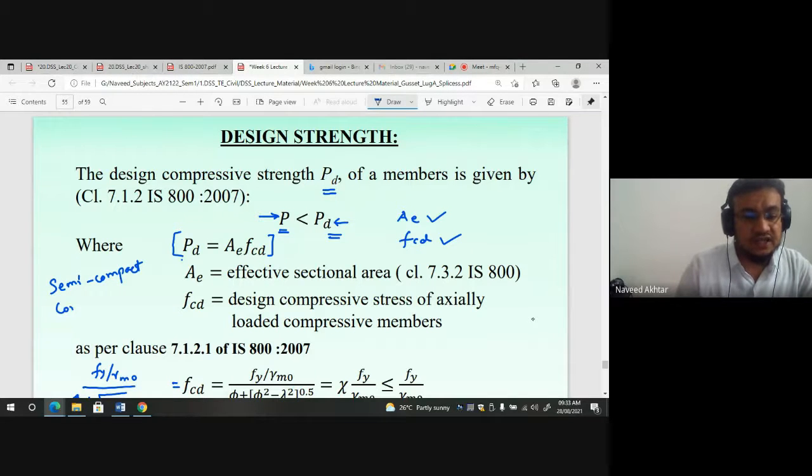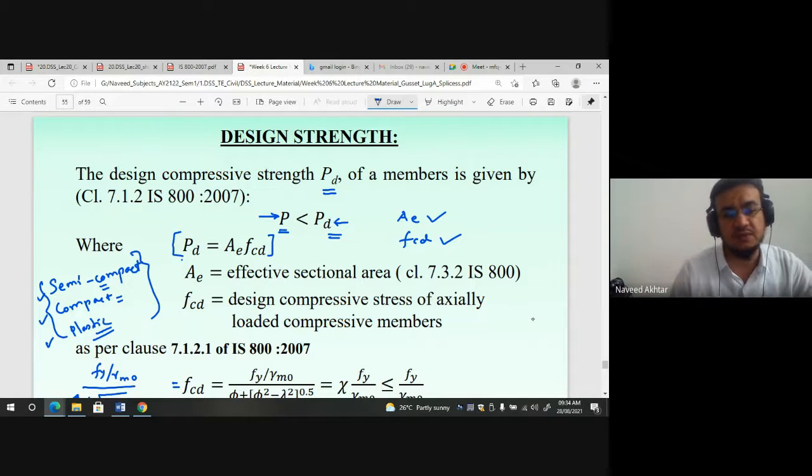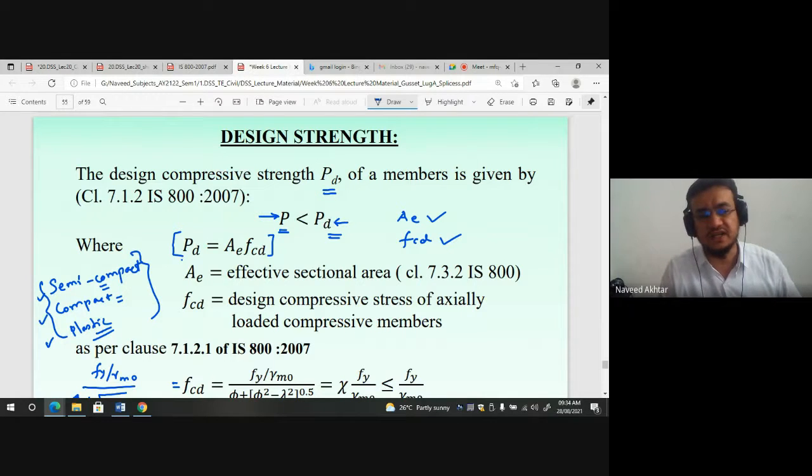So how many classifications are there? There is plastic, compact, semi-compact. This part we have already discussed in unit number 1. You can see the video I have shared on your Google Classroom if you do not understand. The plastic section is the first, second is compact, and third is semi-compact. If the section is plastic, it is very good. If the section is compact, then it is well. And if it is a semi-compact section, that you can also consider up to the yield or elastic limit.